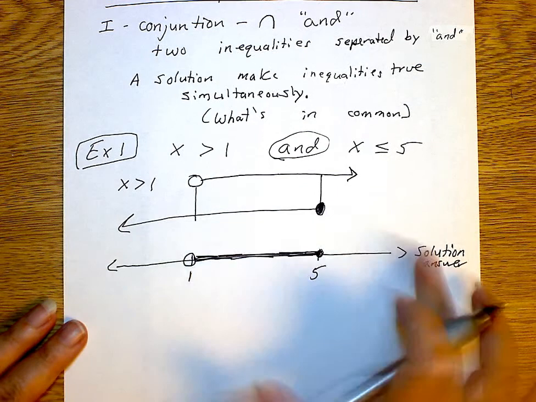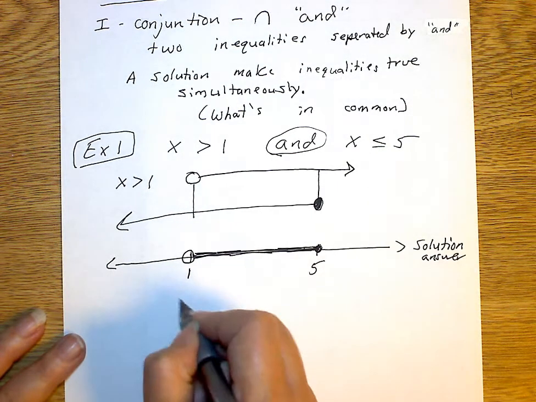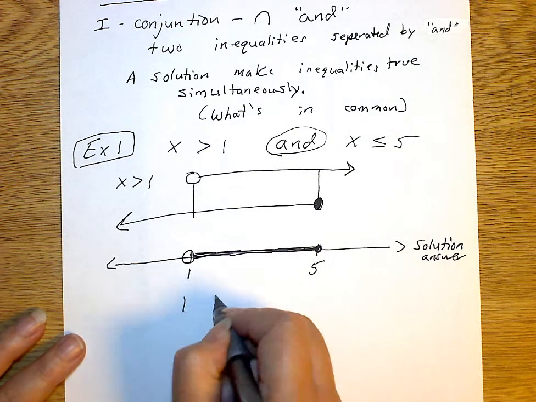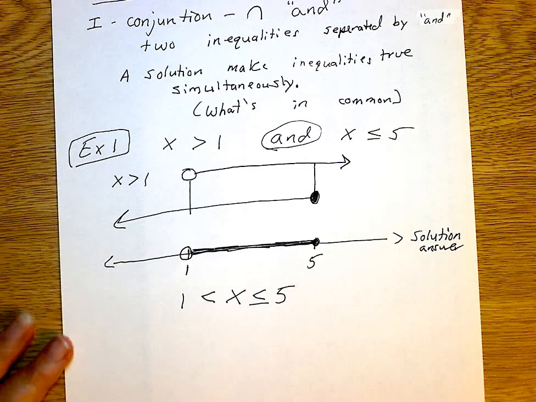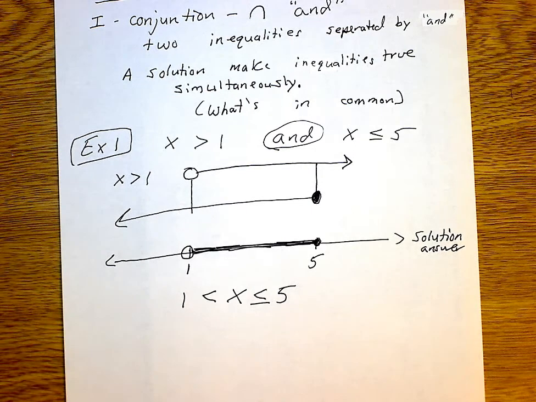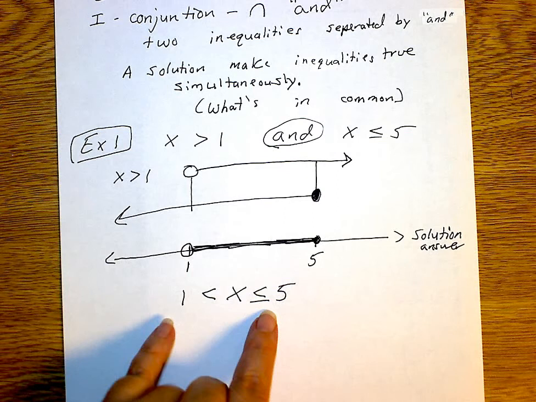This is the answer. Another way that you can write it is 1 is less than x, which is less than or equal to 5. When you do tonight's assignment, it's going to have 1 is less than x, which is less than or equal to 5, and it's going to ask you to graph it. So you're going to have to go from there and graph it.